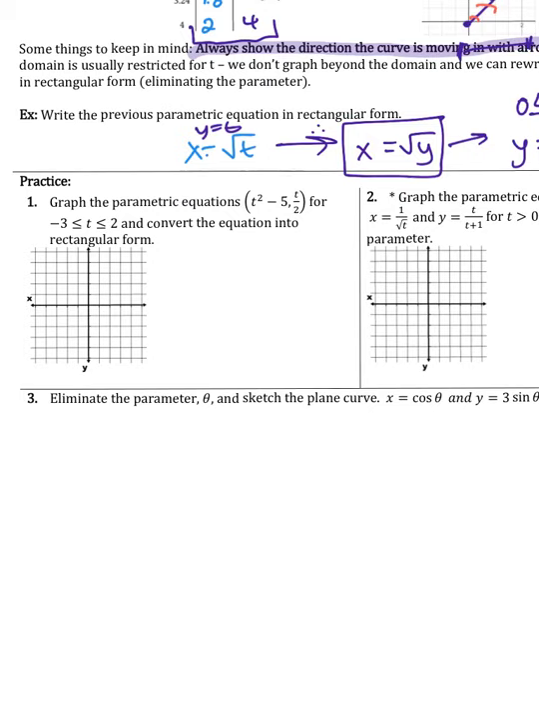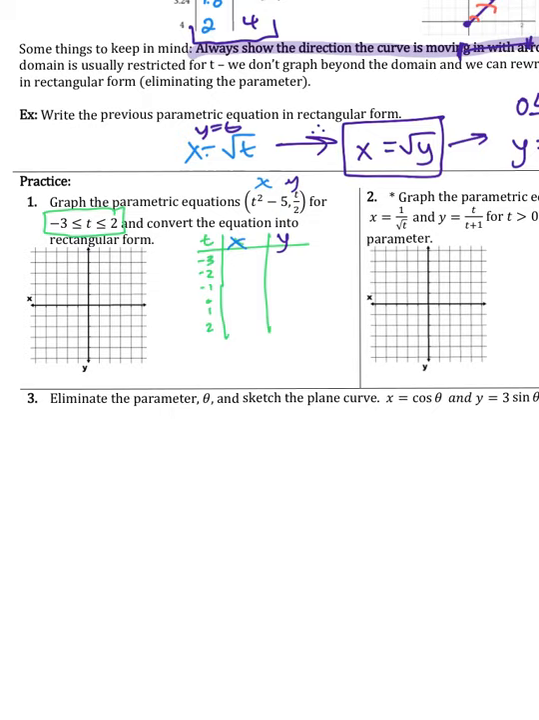All right, number 1 here is defining x and y for us. X is defined to be t squared minus 5. Y is defined to be t over 2. We're going to graph that for values of t between -3 and 2. And then after we graph that, we're going to convert that into rectangular coordinates. So let's go ahead and set up a table. Why don't you pause the video, set up a table, and fill in that table. And I'm just going to use all the integers between -3 and 2.